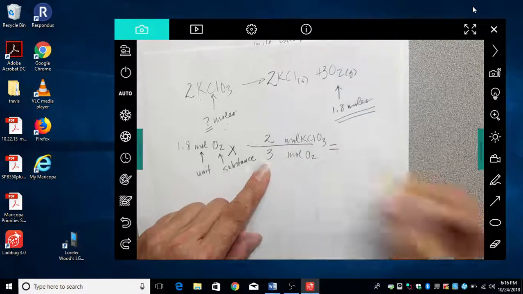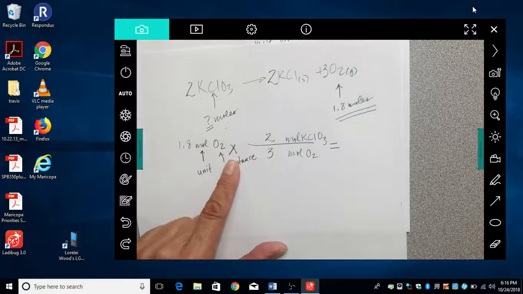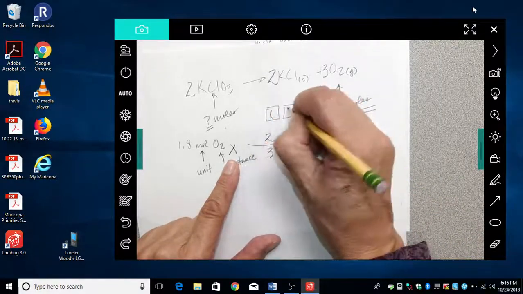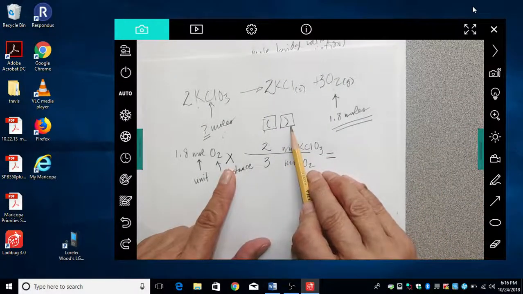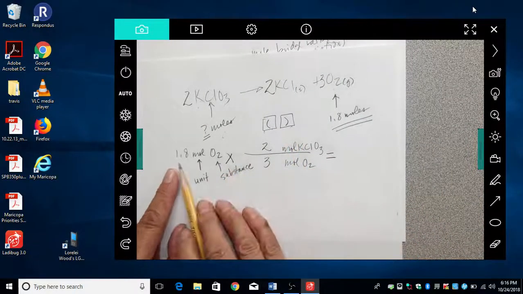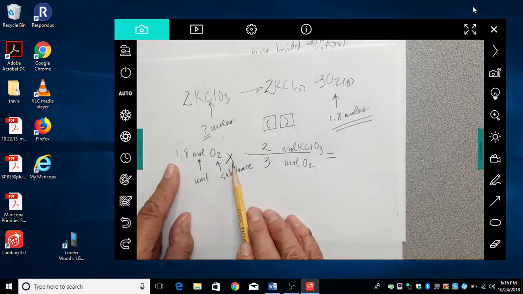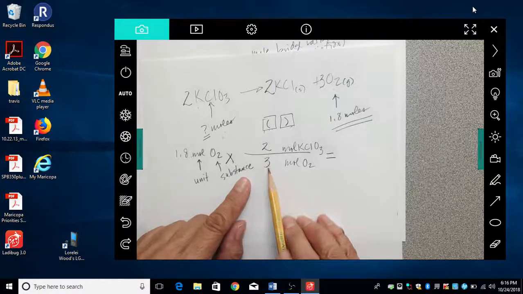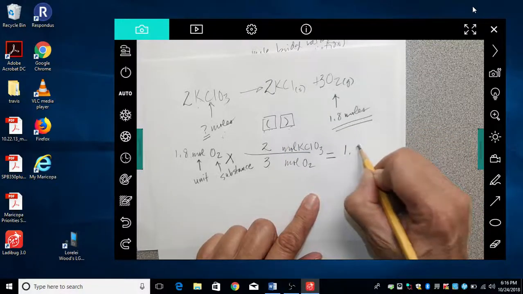So now with my calculator, I would simply punch in 1.8 times, and now we're going to use our parentheses buttons. This is a new one we haven't used yet. You want to look on your calculator for 2 buttons that look like this, open parentheses and close parentheses. You're going to type in 1.8 times, then you hit open parentheses, 2 divided by 3, close parentheses, and the answer you should get is 1.2.